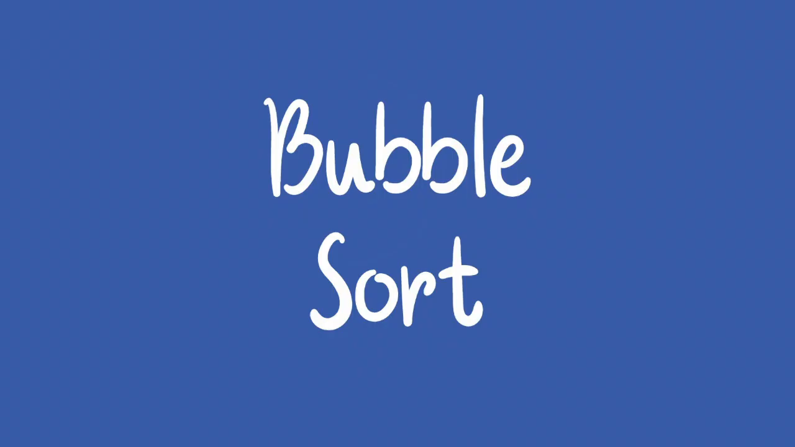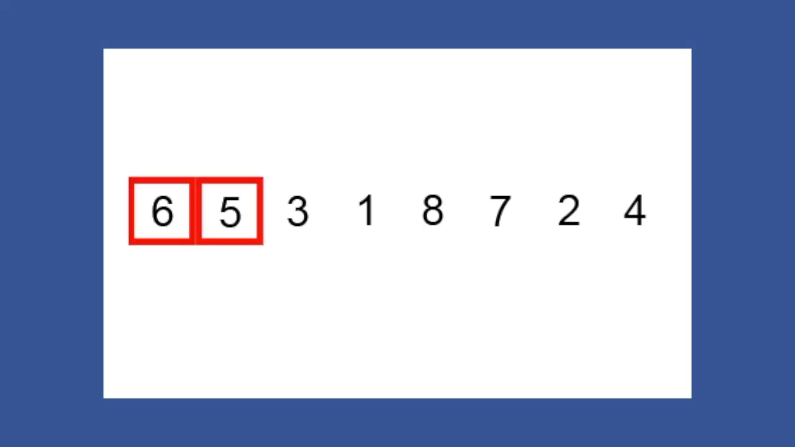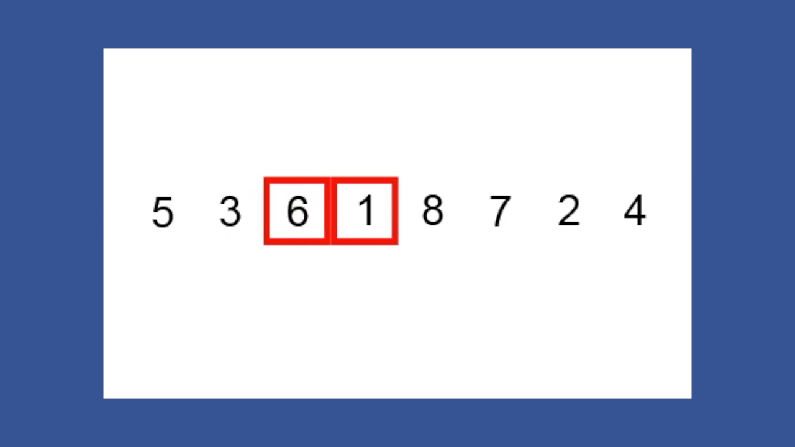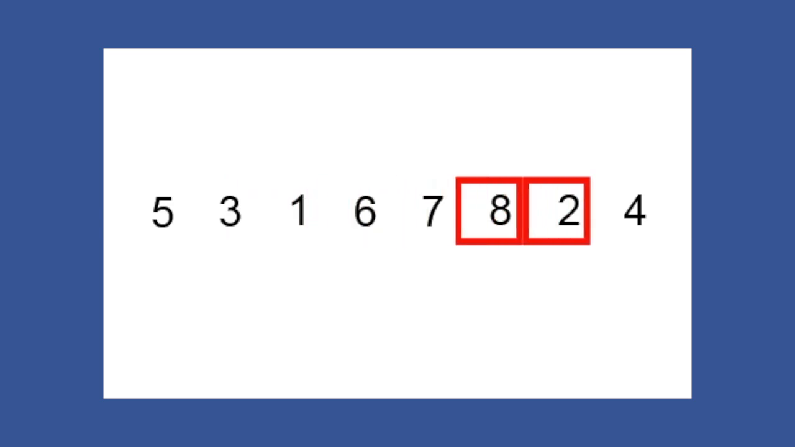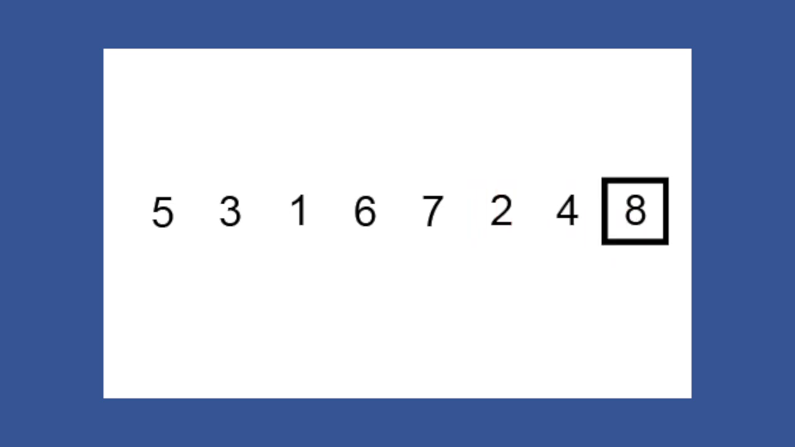A great example of a big O of n squared algorithm is bubble sort. Bubble sort is a simple sorting algorithm that works by comparing each pair of adjacent elements and swapping them if they are not in order. By looking at how our dataset changes as we step through this algorithm, we can see that the highest values bubble up to the end of the dataset, hence giving the name bubble sort.